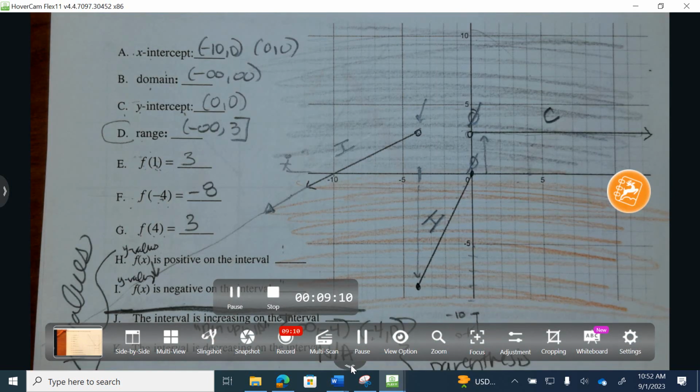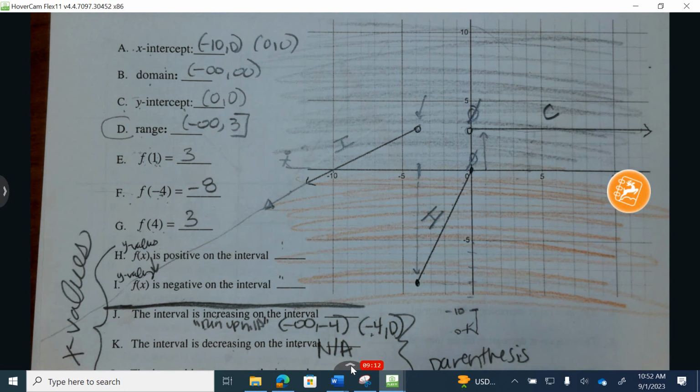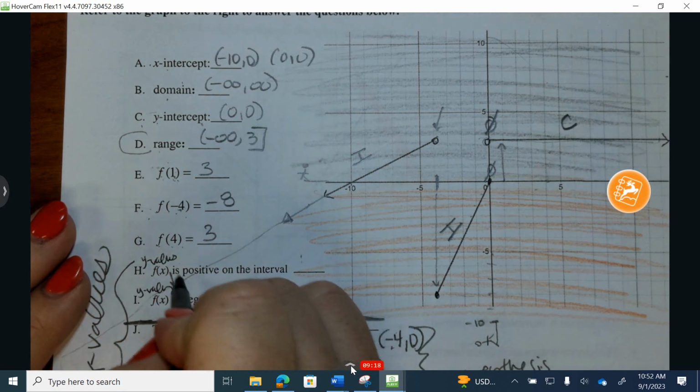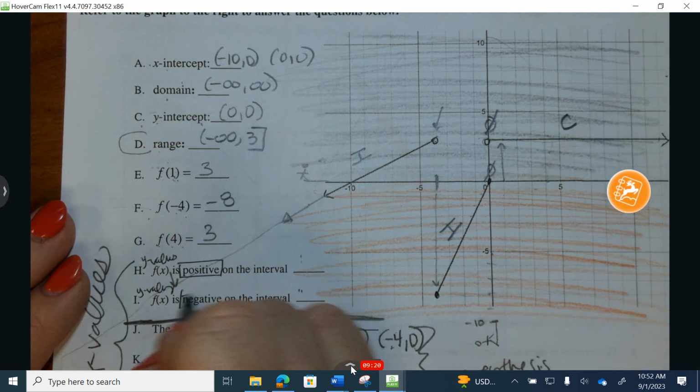We are moving on right now. We have 2 sections left for this problem, and the first one is going to be, we want to identify where on the graph are the y values positive. Please put a box around positive and negative.